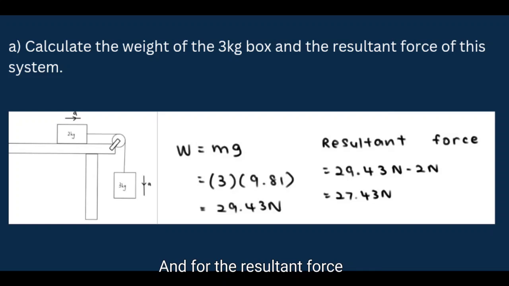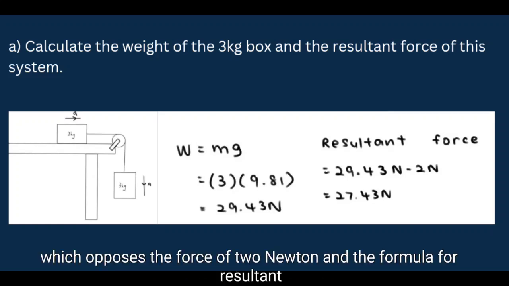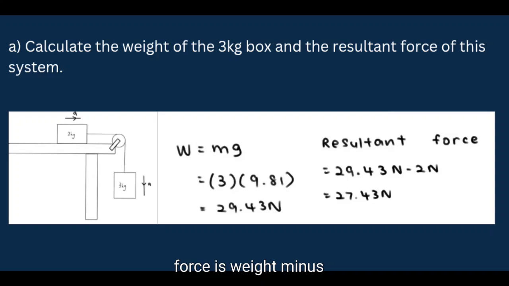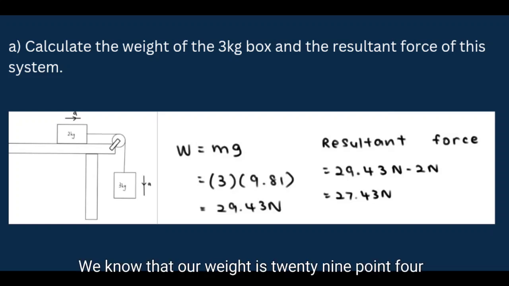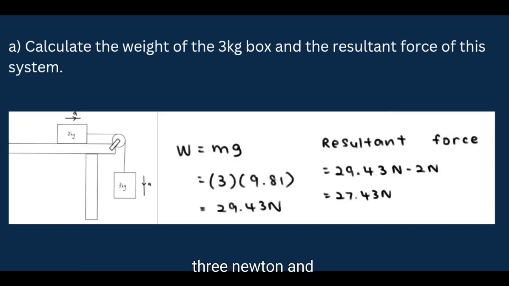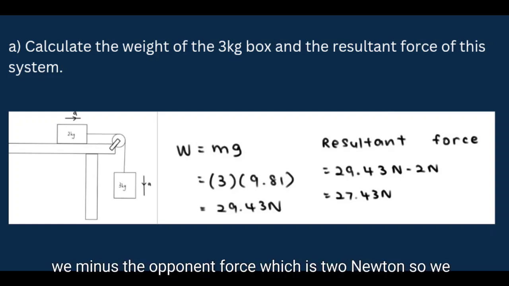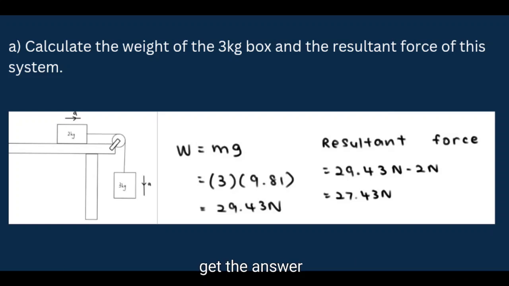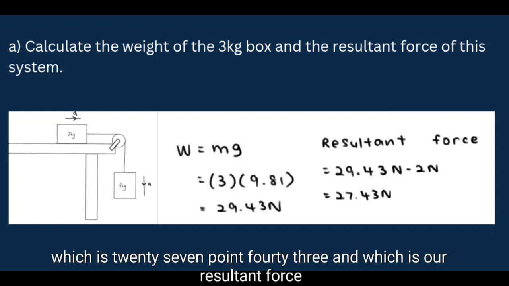And for the resultant force, since the system experiences a horizontal force of 2 Newton which opposes it, the formula for resultant force is weight minus opposing force. We know that our weight is 29.43 Newton, and we subtract the opposing force, which is 2 Newton. So we get the answer, which is 27.43 N, which is our resultant force.